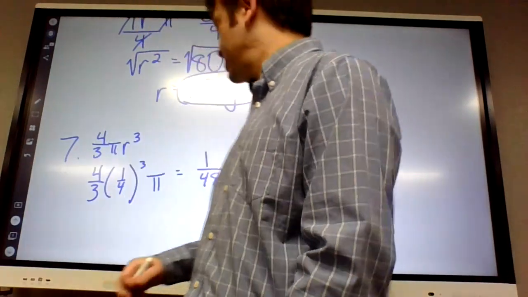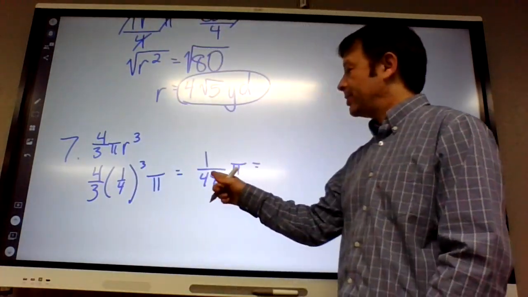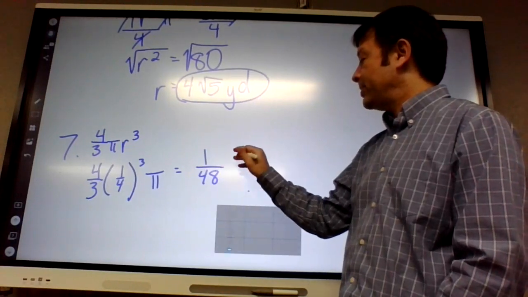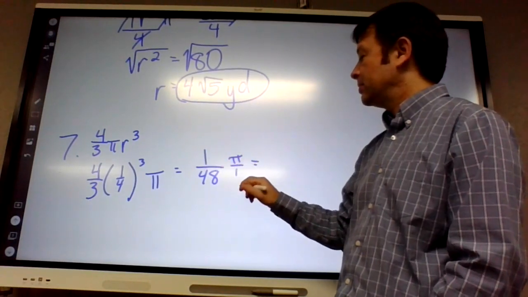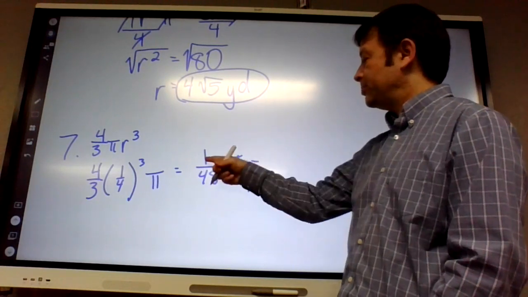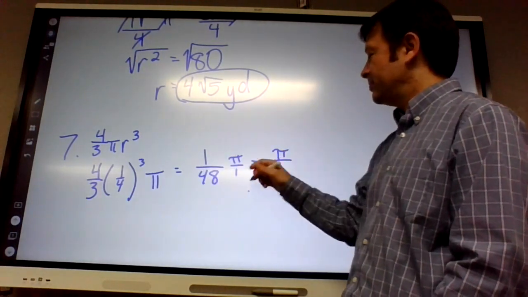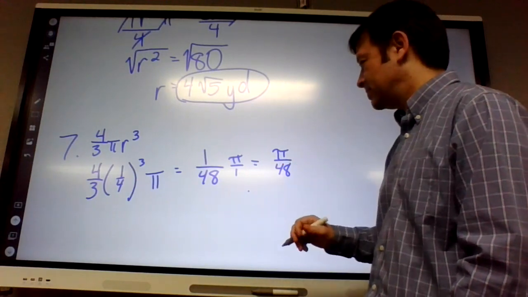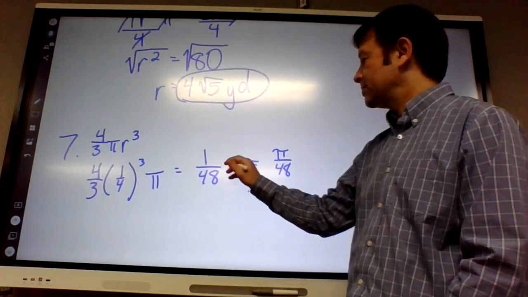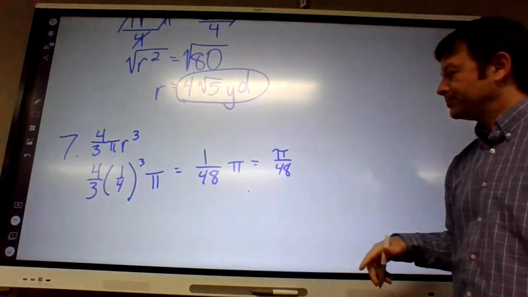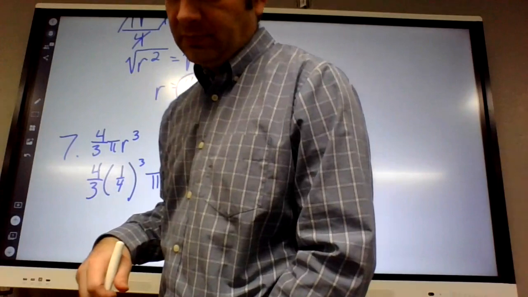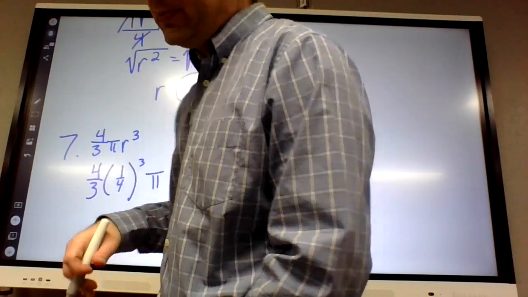And the book wrote it this way. Do you guys know how we can put these two together? Pi is like pi over 1. So that would be 1 times pi over 48 times 1. So you could write it like that also. Either way, that or that. And this one is meters.